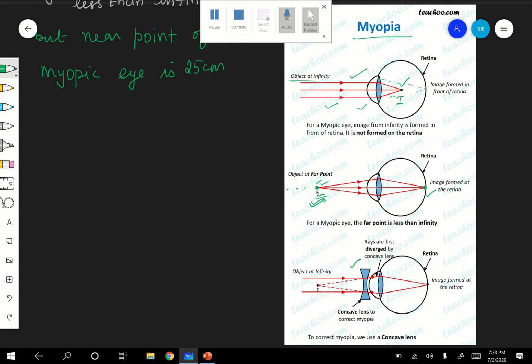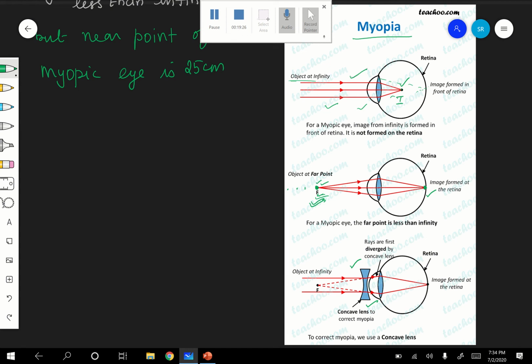So how to do it? You have to diverge the rays that are falling on the eye lens. How is it possible? Just by using a diverging lens, a concave lens. That is why you are using a concave lens in spectacles. Therefore, the concave lens is very, very important.